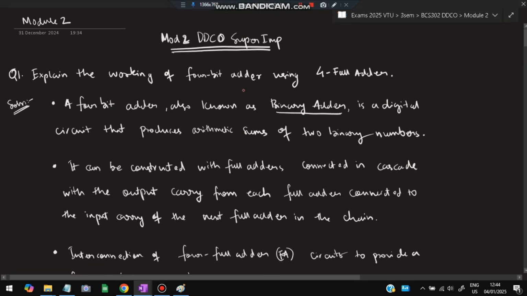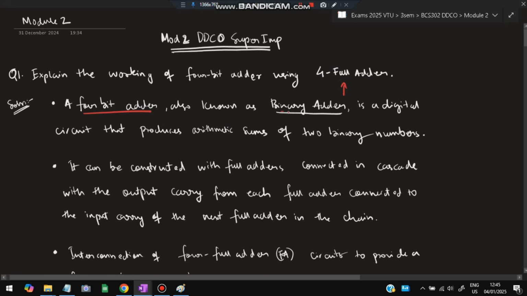So the first question is, explain the working of a 4-bit adder using 4 full adders. Individually they can also ask about the 4-bit adder, but the more repeated one is with 4 full adders. So I'll be discussing what is a 4 full adder. This is a pretty simple one.